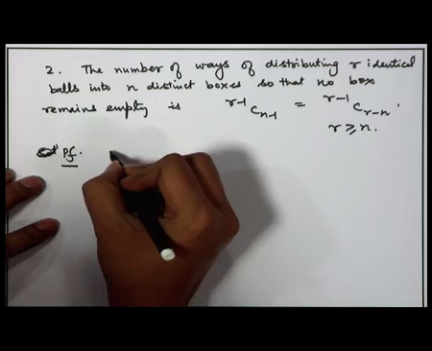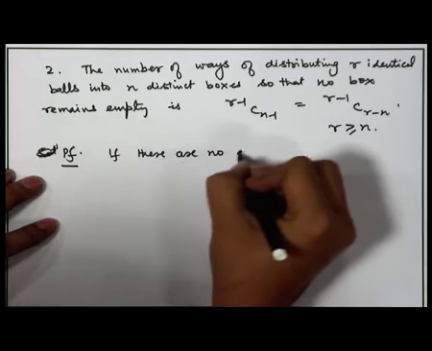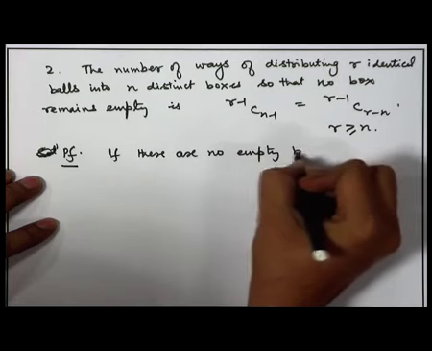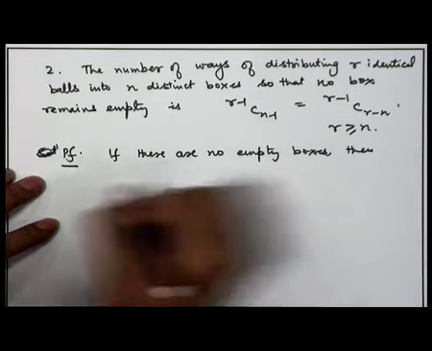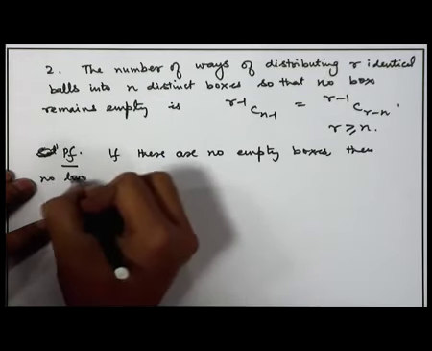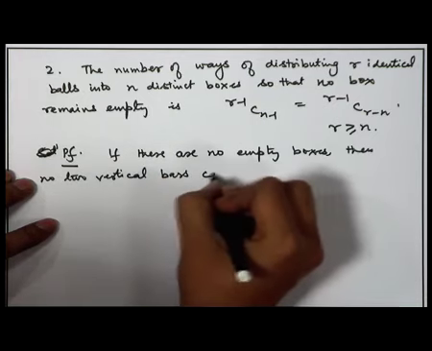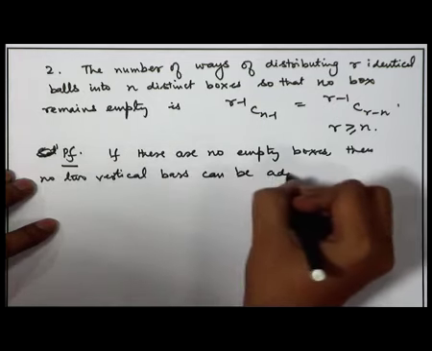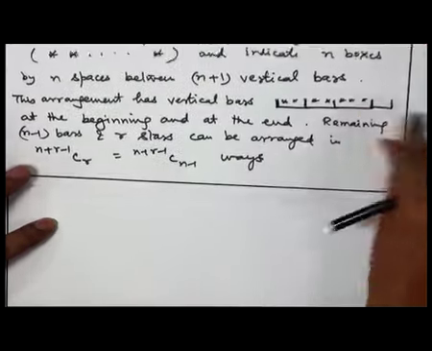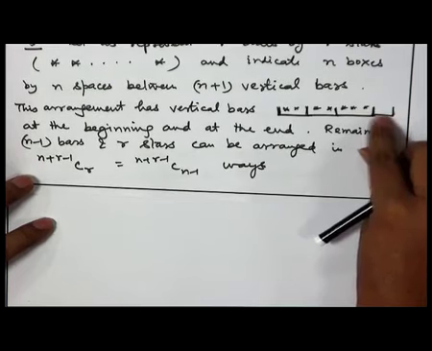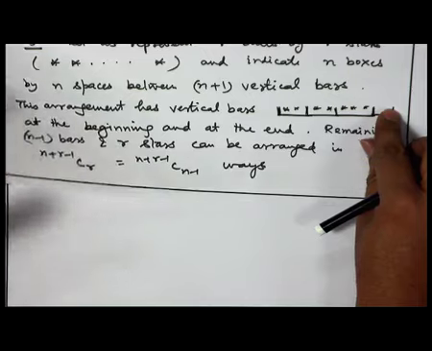If there are no empty boxes, then no two vertical bars can be adjacent. For example, in this I have made these two bars adjacent and there is no star in between. So, this possibility will not be there.